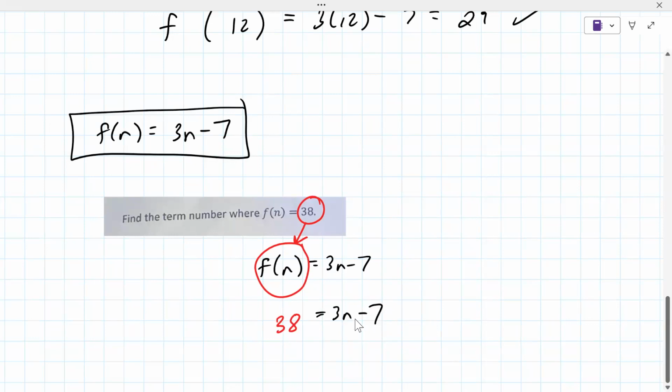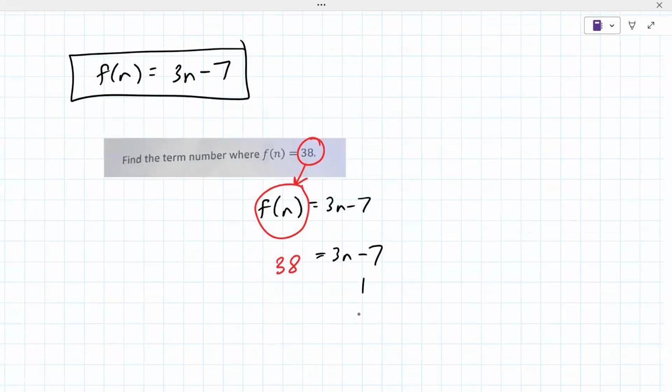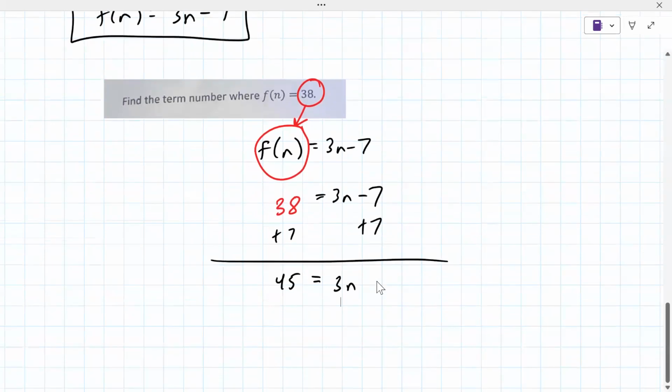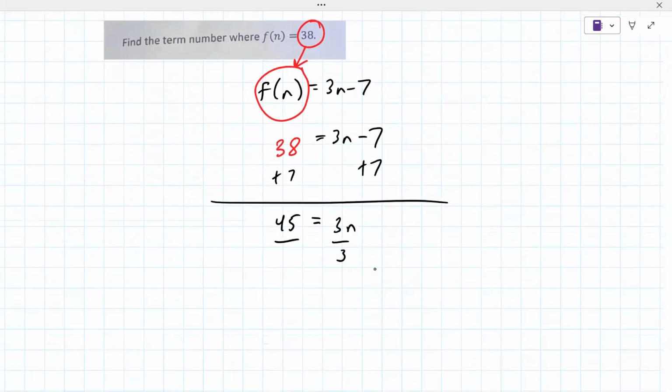You undo addition and subtraction first. Subtraction. So how do you undo subtraction? You add. So add 7 to both sides. What does that become? That becomes 45 equals 3n. Yep. Then do you divide by 3? Yes. So what does n equal? N equals 15. So n equals 15. Good. Right.